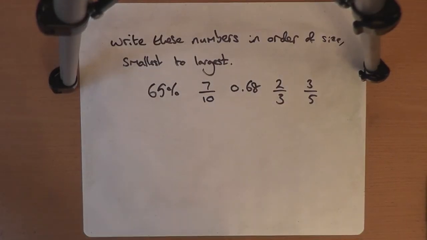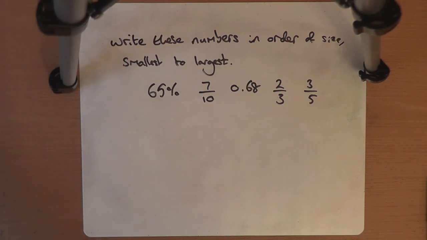The other important type of question that uses these conversions is: write these numbers in order of size, smallest to largest, with a collection of fractions, decimals, and percentages. The key thing with these questions is that these numbers will all be very similar in size. The problem here is that it's very difficult to compare fractions, decimals, and percentages.